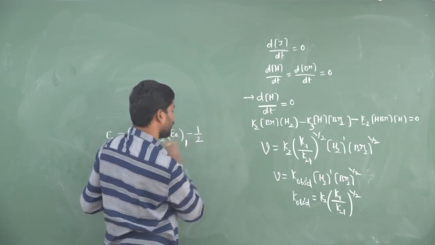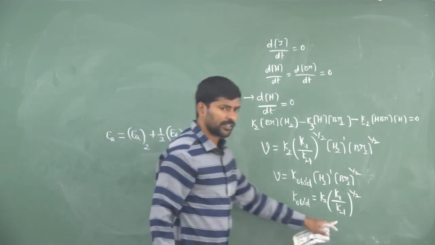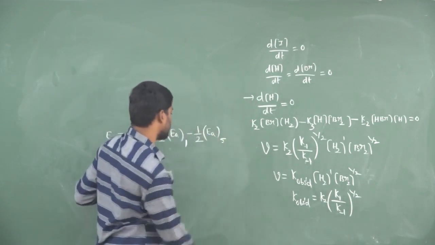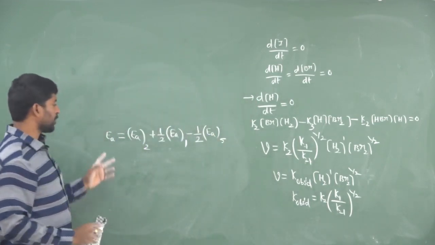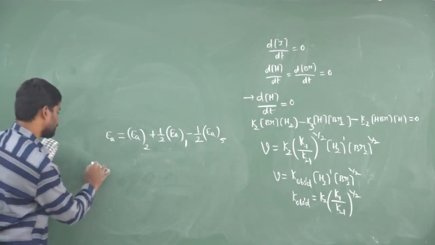What is the power we have? 1 by 2. Activation energy for K minus 1, which step? Fifth step, I think. K minus 1 is fifth step rate constant. So activation energy for fifth step. Like this, we can calculate overall activation energy.